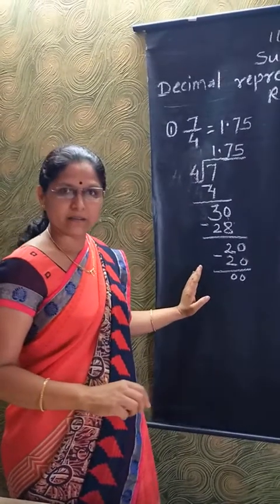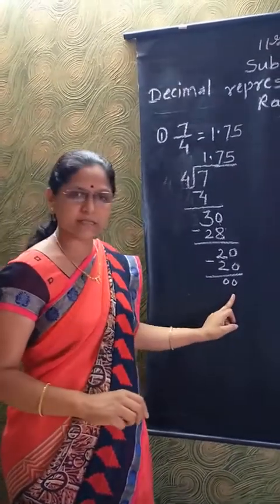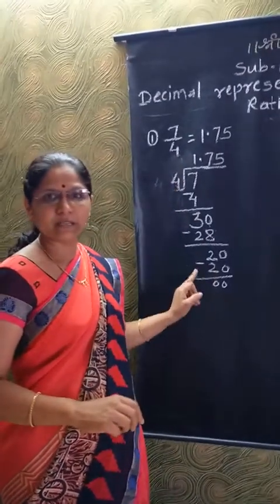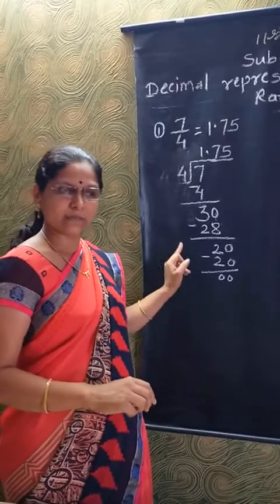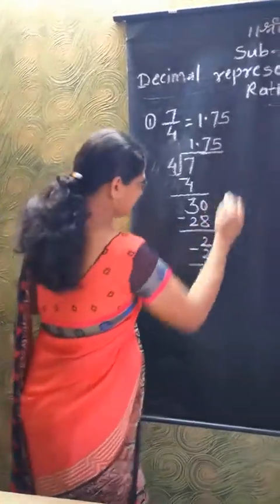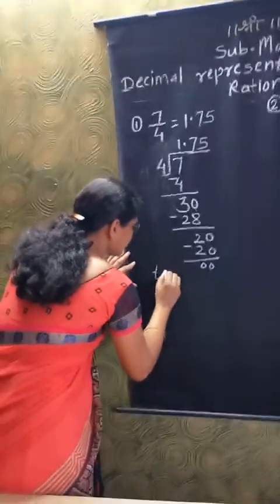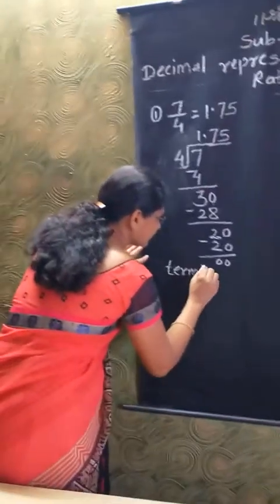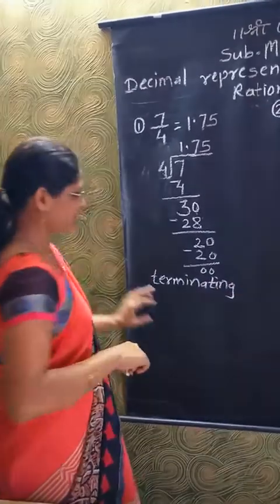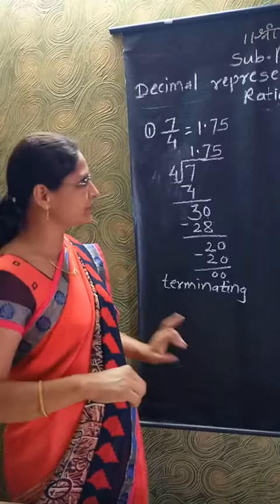In this division, the process of division ends. When we get the remainder 0, the process of division ends, and this process is called a terminating process. This division is a terminating division.